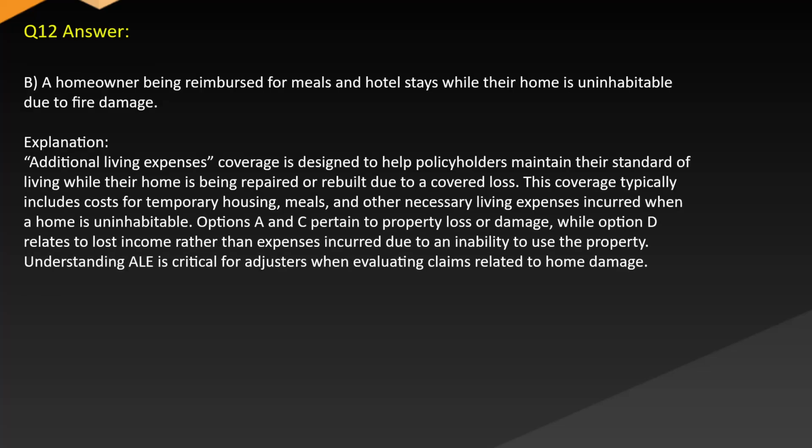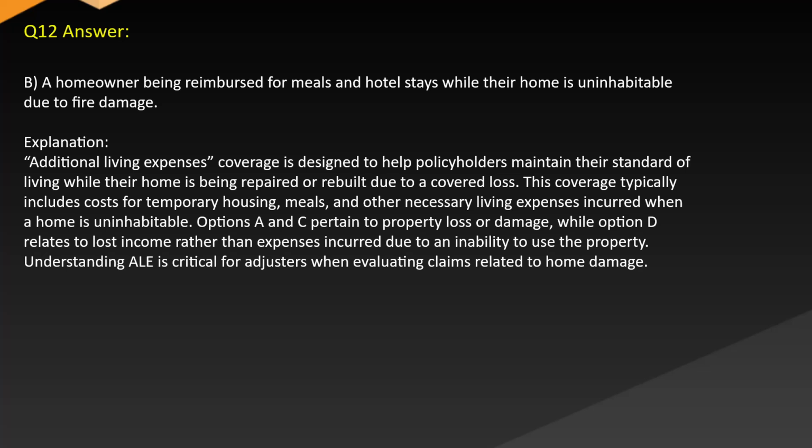Answer B. A homeowner being reimbursed for meals and hotel stays while their home is uninhabitable due to fire damage. Explanation. Additional living expenses coverage is designed to help policyholders maintain their standard of living while their home is being repaired or rebuilt due to a covered loss. This coverage typically includes costs for temporary housing, meals, and other necessary living expenses incurred when a home is uninhabitable.